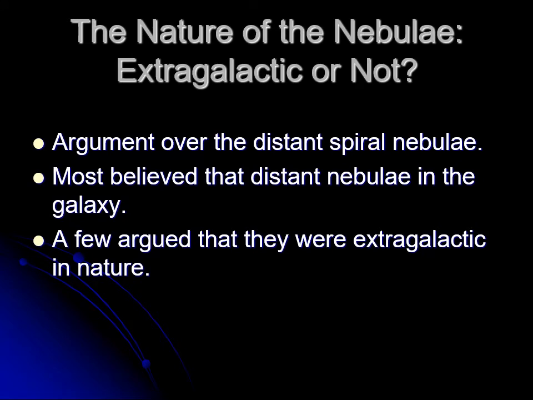Well, there were a few led by a fellow named Vesto Slipher. Vesto Slipher was an American astronomer who worked at Lowell Observatory out in Arizona. He was using a new technique to measure the spectrum of the galaxies. As he measured the spectrum, he noticed that almost all of these spiral nebulae were redshifted. His idea was that meant they were actually outside of our galaxy, being expelled from our galaxy or something. So he thought they were extragalactic, or beyond our galaxy.